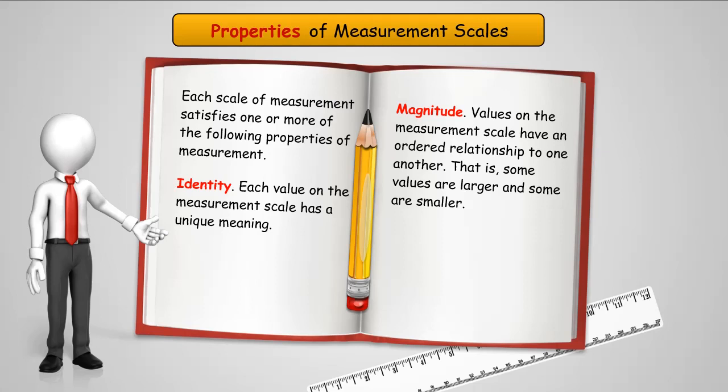Magnitude. All of the values on the measurement scale have an ordered relationship to one another. That is, they go from largest to smallest. There's not a random order like you might see in a city name.